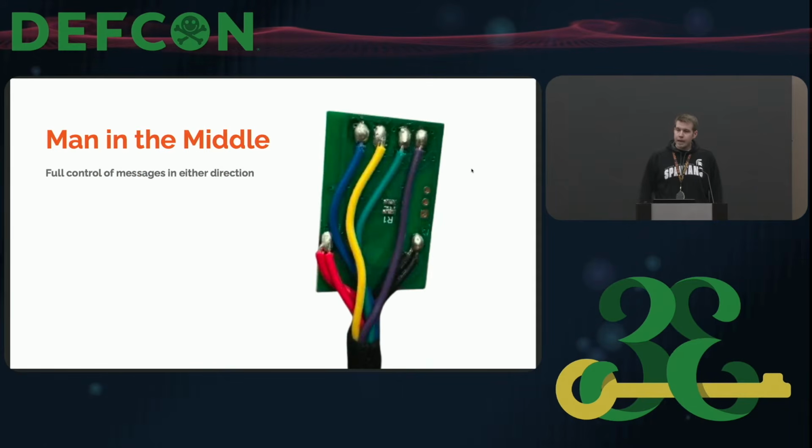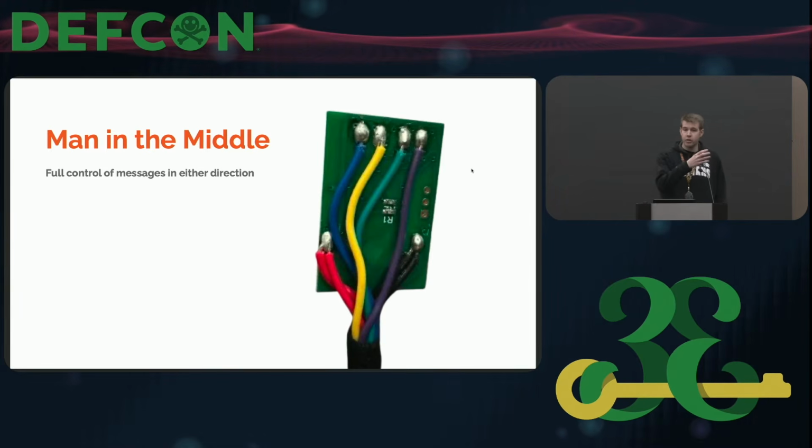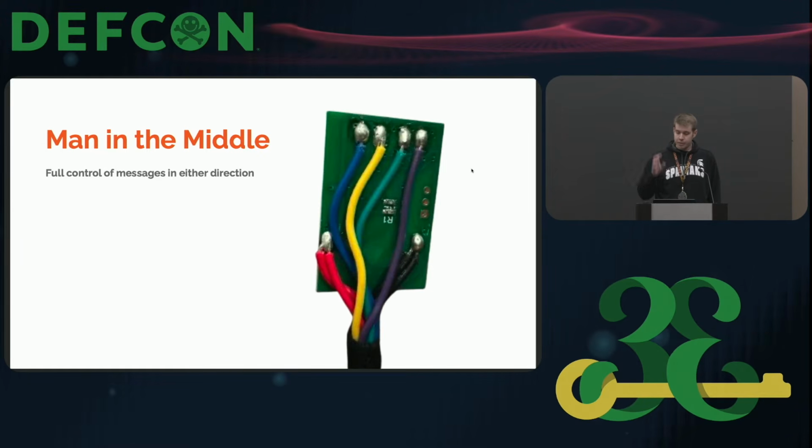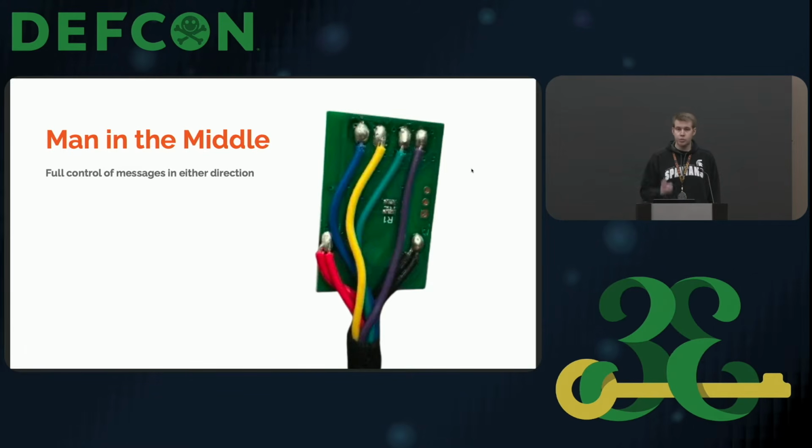So having a man-in-the-middle position here gives the device full control of messages flowing in either direction, whether that's to the instrument panel cluster from the rest of the car, or back out to the rest of the car from the instrument panel cluster. The PCB on the device connects to both power and ground on either side of the connector, as well as has a CAN bus pair that goes to either side.